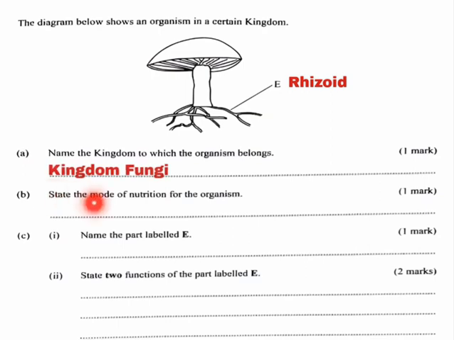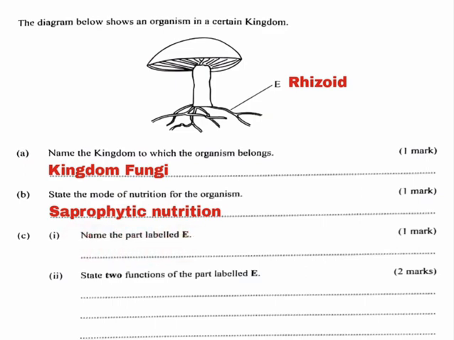Then as for question B, it is saying, state the mode of nutrition for the organism. So the rhizopus and also the mushroom share the same mode of nutrition. In this case, this one is called the saprophytic nutrition.